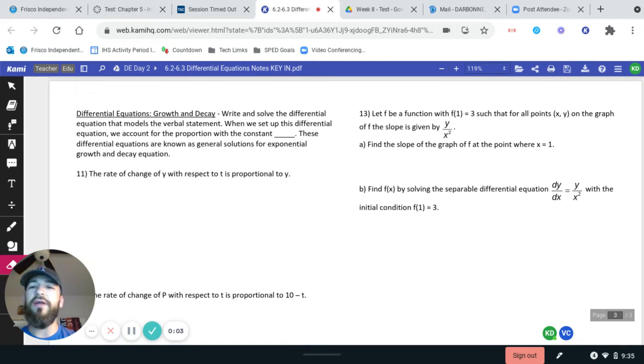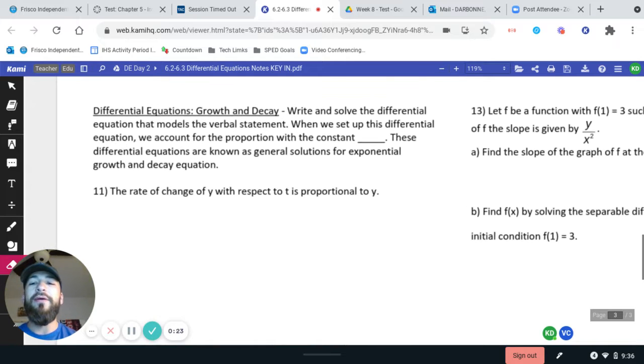So today we're going to be talking about differential equations again. This is a continuation of 6.2 and 6.3, but some of the other situations, some more word problem-esque, that we use with differential equations. And we're going to start out by talking about what we call the proportionality constant.